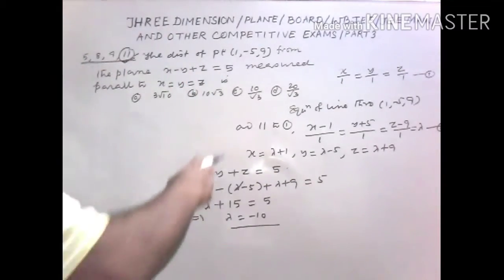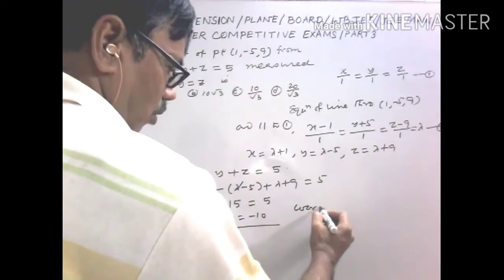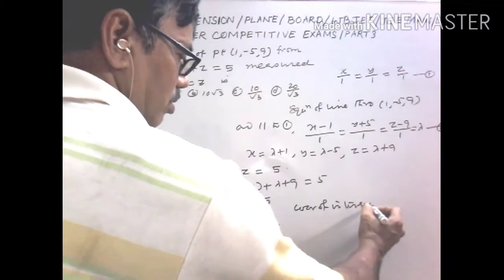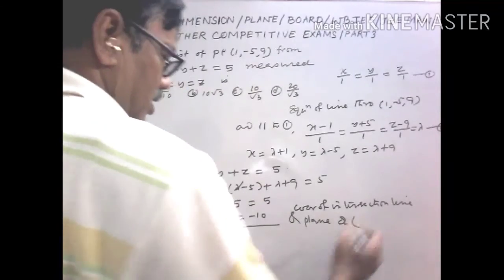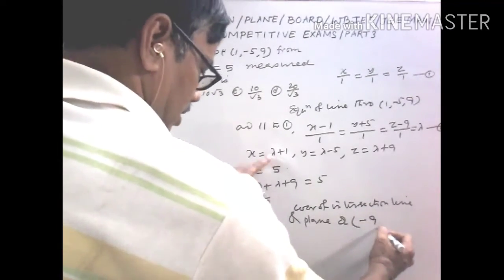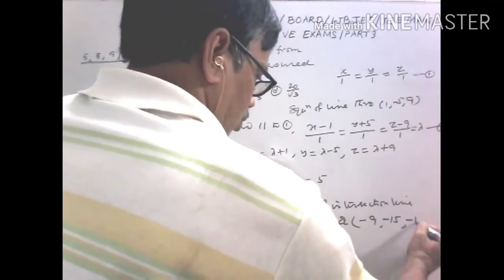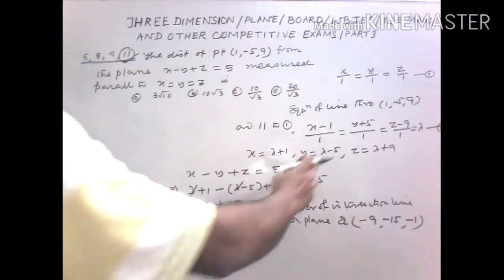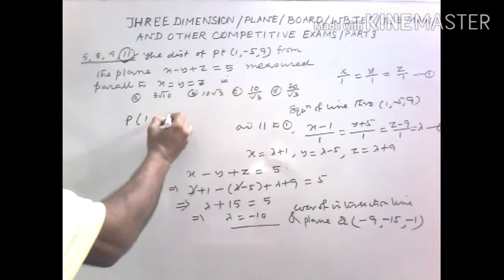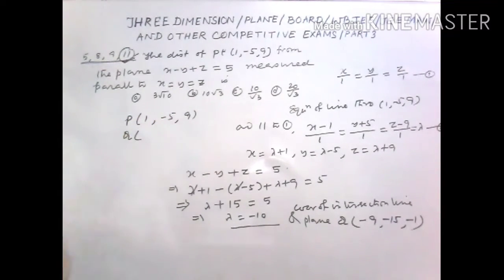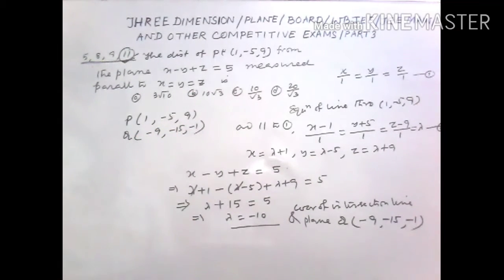So if we get lambda, then we can find the coordinate of the intersection of the line and plane. If we consider this as Q, so this is minus 9, this is minus 15, and this is minus 1, minus 10, minus 5. One point is fixed, that is P, 1, minus 5, 9. So Q is minus 9, minus 15, and this is minus 1.